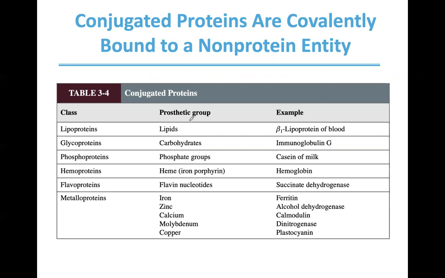So we talked about various modifications of proteins. But also proteins can be conjugated to other macromolecules, larger molecules, right? For example, proteins can be conjugated with lipids, and we will actually learn about that. So those are known as lipoproteins. They can be conjugated to carbohydrates. So those are known as glycoproteins.